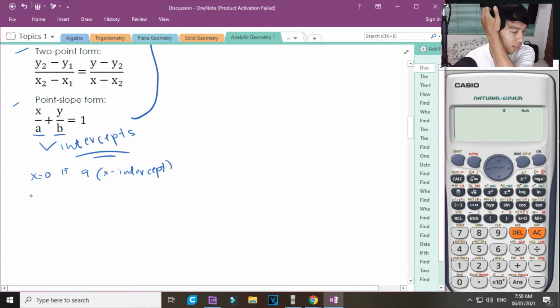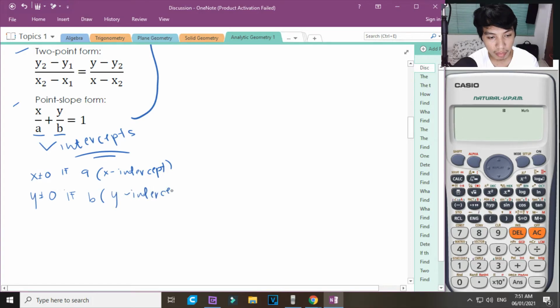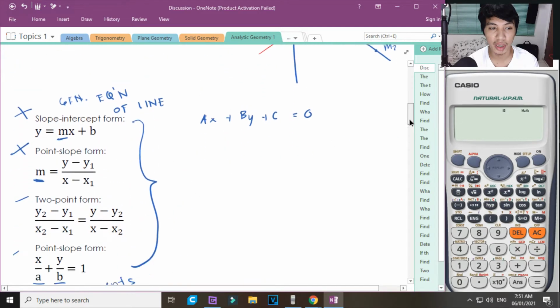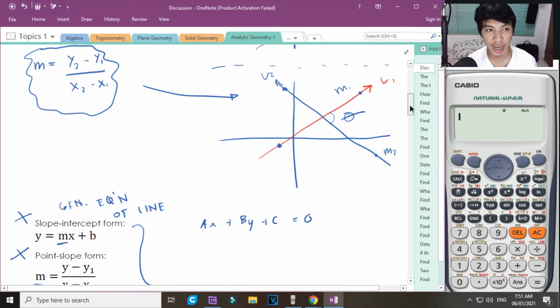Okay? X is 0 tuloy. Hindi to 0. Not equal to 0. Ito, y is not equal to 0, if B, ang denotation niya. Y-intercept. Yan yung mga gagamitin natin for the equations of the line.